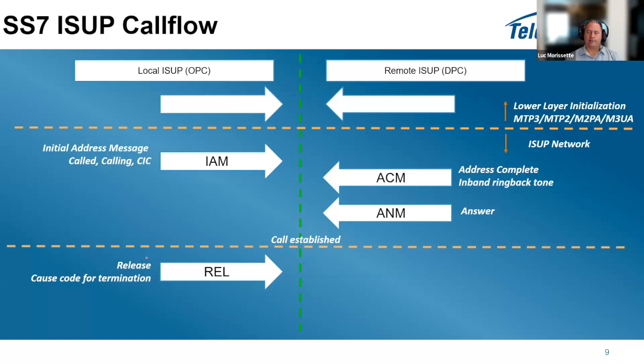Then one of the two sides can release the call after the call is established, and there will be a cause code for termination. Could be all kinds of things here. It could be a normal call termination, or it could be the call is busy or unallocated number, which would come from the other side. But that terminates the call, and you just get a release complete for this call.